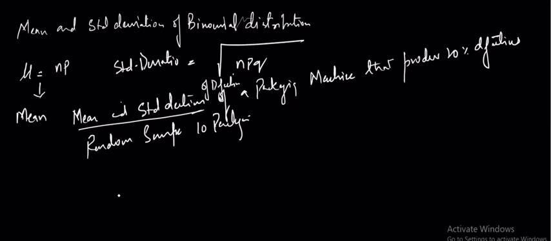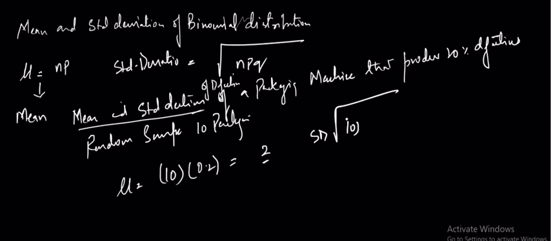So in this case the mean is going to be n, which is 10, times the defectives p, because I am calculating the probability of defectives, that is 0.2, so this is going to be 2. In a similar way I can calculate the standard deviation, where n is 10, the probability of success is 0.2, and the probability of failure is 0.8. So this is going to be approximately 1.26. This is the way we actually calculate the mean and standard deviation of a binomial distribution.